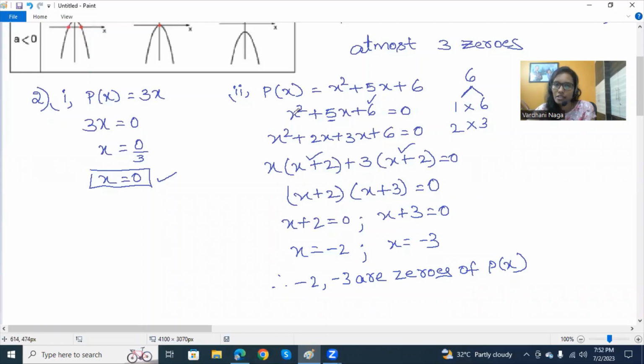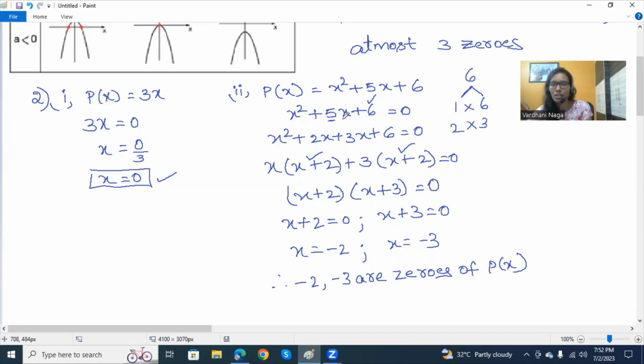See, when it is a monic quadratic equation, you need to take the constant term, write the factors and check which factors are suitable for this quadratic equation. When you multiply, it should be equal to the constant term. When you add or subtract, it should be equal to the middle term.